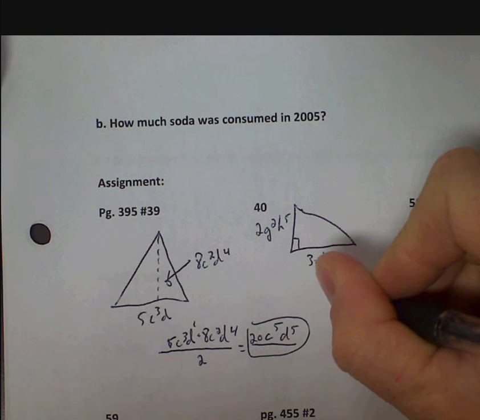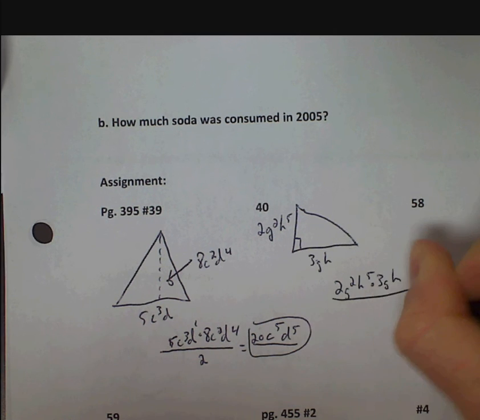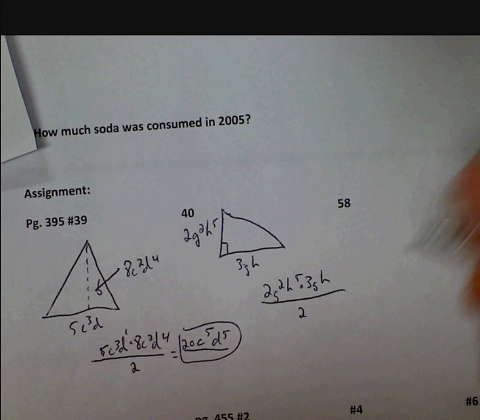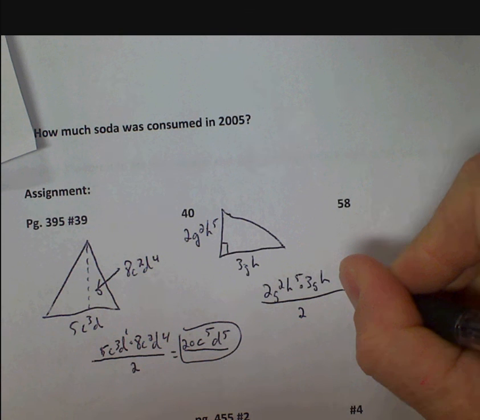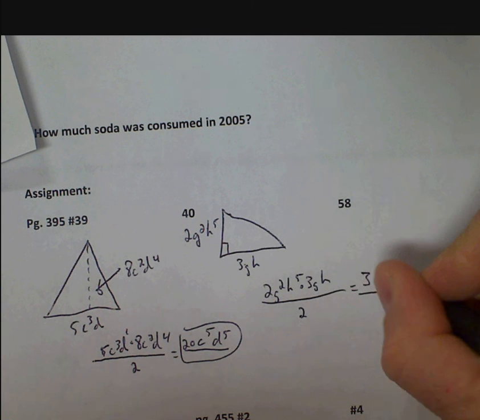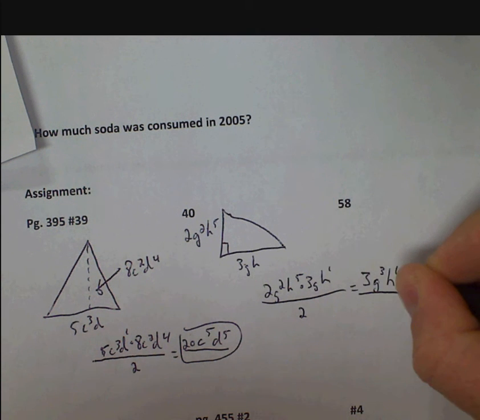So we're going to take 2g squared h to the 5th times 3gh, and we're going to divide this by 2. 2 times 3 becomes 6. 6 divided by 2 becomes 3. And then we have g squared, g becomes g to the third. h to the 5, h to the 1 becomes h to the 6.